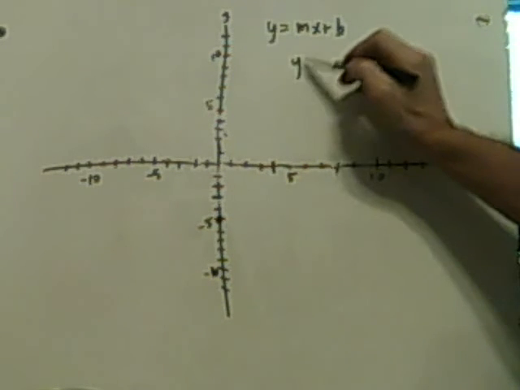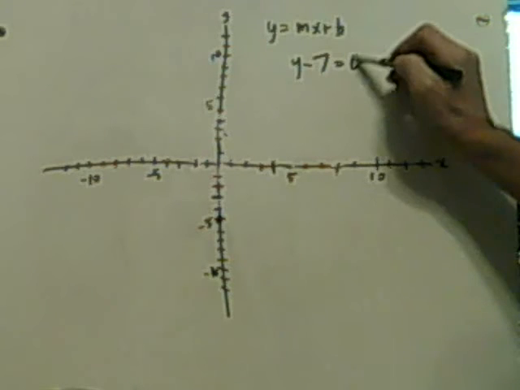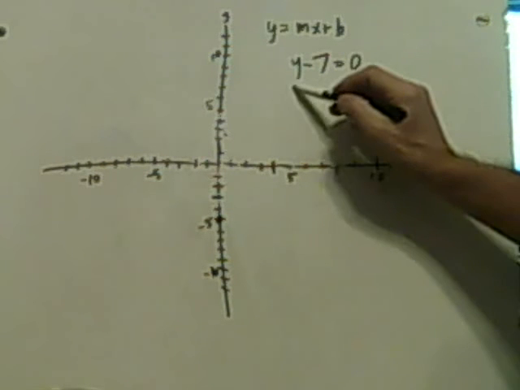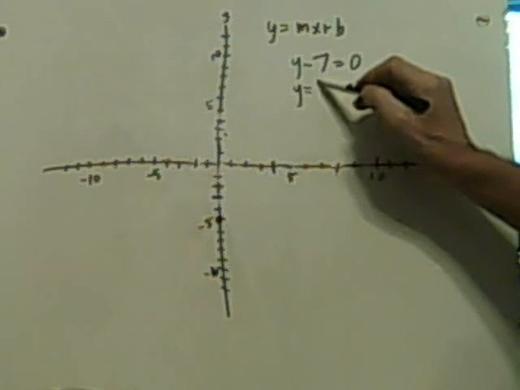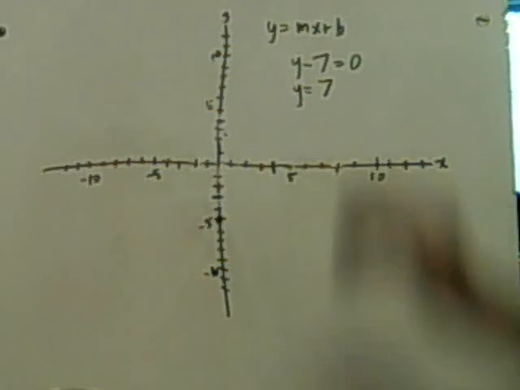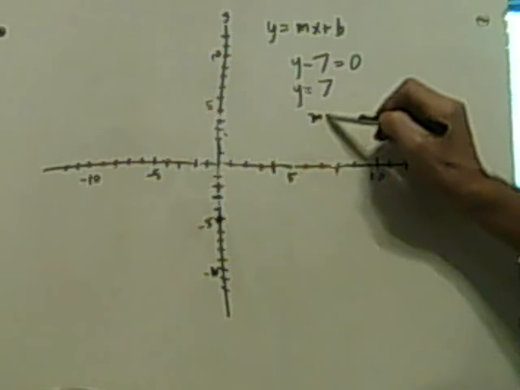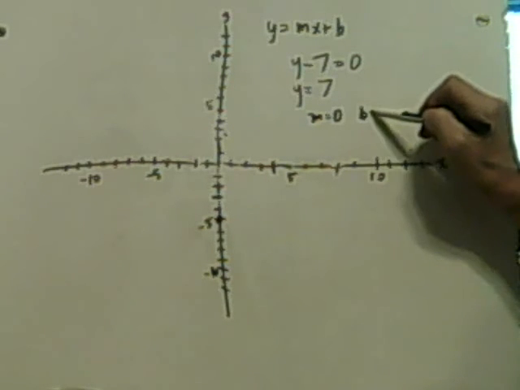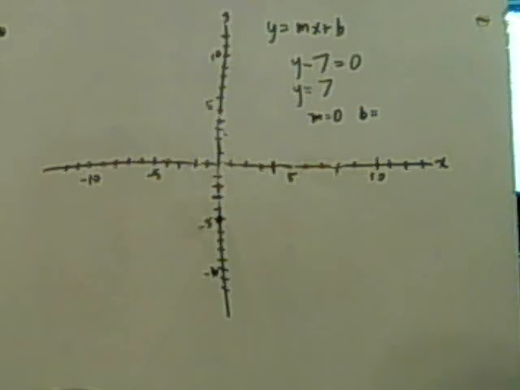Okay, the next one says y minus 7 equals 0. So we can put this into the form of the prototype by saying that y is equal to 7. It's a horizontal line. M equals 0. B equals 7.